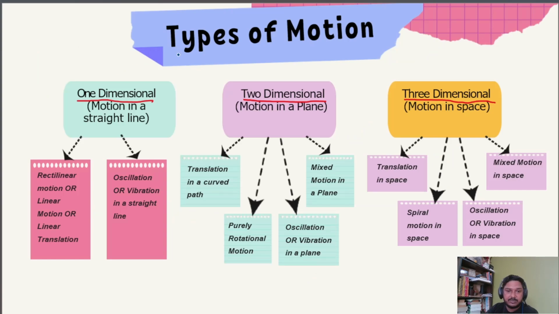So what are the types basically in one-dimensional motion? As you can see on the screen, the first one is called the rectilinear motion or the linear motion or simply linear translation. This is the motion that I have explained just now. The second type of one-dimensional motion is called oscillation or vibration in a straight line.